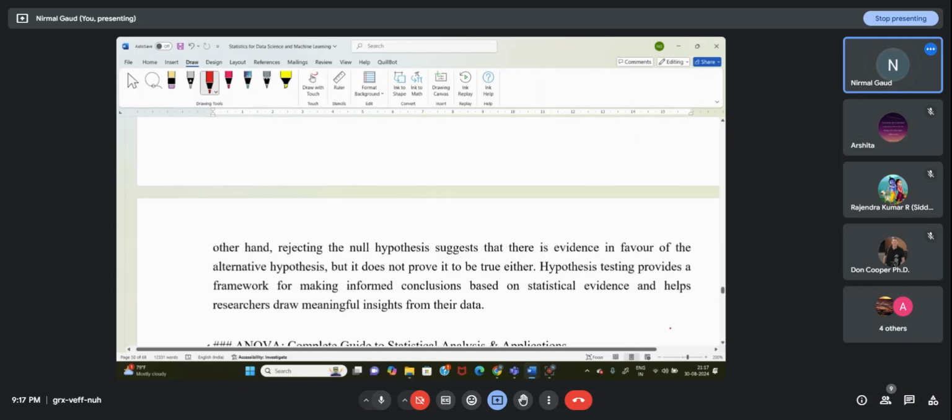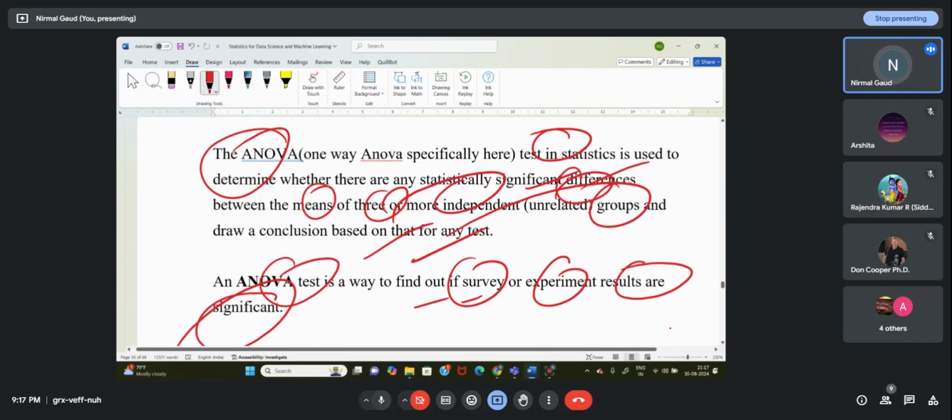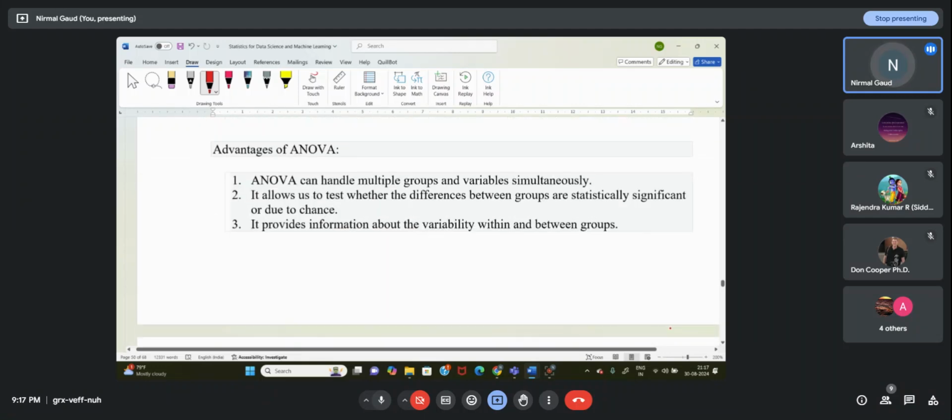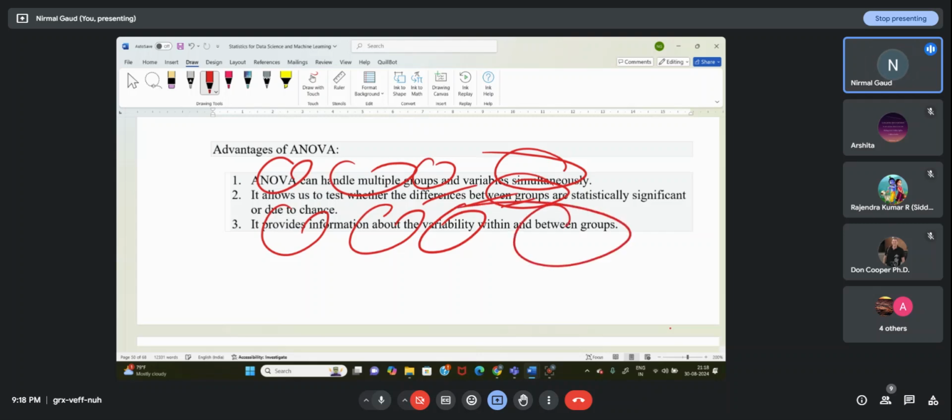Okay, fine. So now let me talk about advantage and disadvantage again. Here it is. Advantage. It can handle multiple group. Okay, doesn't matter how many groups you are having. One, two, three, four. As many as groups you are having, it can handle. It allows us to test the difference between groups. Okay, to find the difference between the groups, it allows us to perform the testing. It provides information about the variability within the group and between the group.